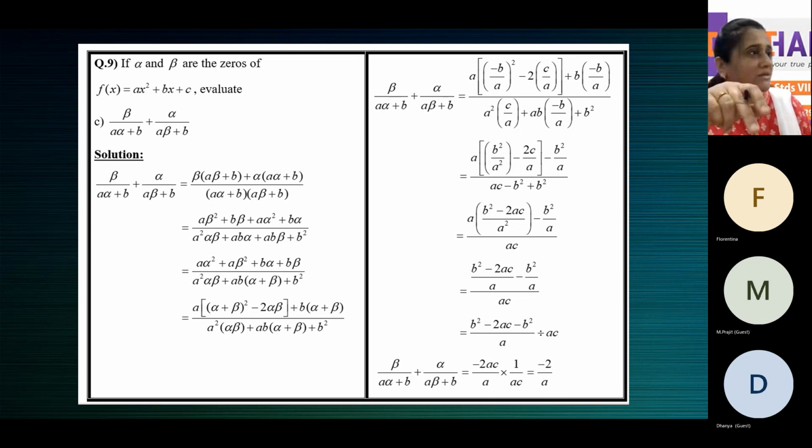Yeah, we have alpha square plus beta square here. We write that as alpha plus beta the whole square minus 2 alpha beta. All right, children? So how to practice this?